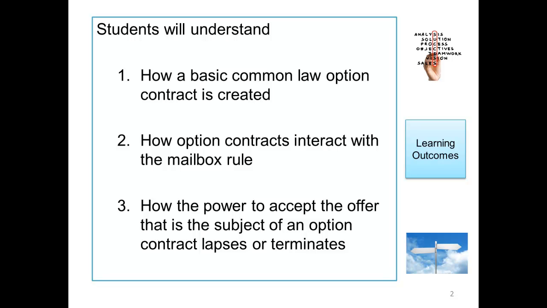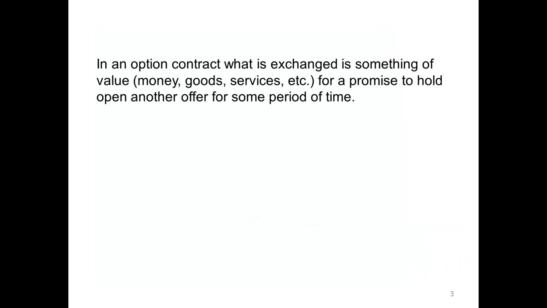the mailbox rule, and how the power to accept the offer that is the subject of an option contract lapses or terminates. First, let's begin with the very basic definition of an option contract. In an option contract, what is exchanged is something of value, think money, goods, services, etc., for a promise to hold open another offer for some period of time.